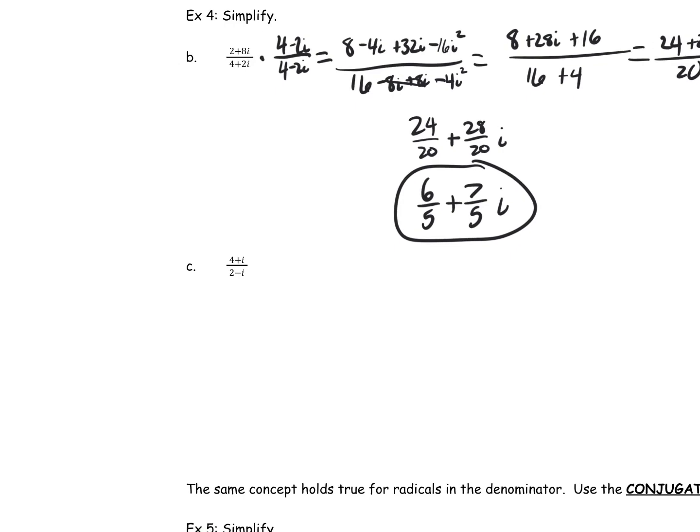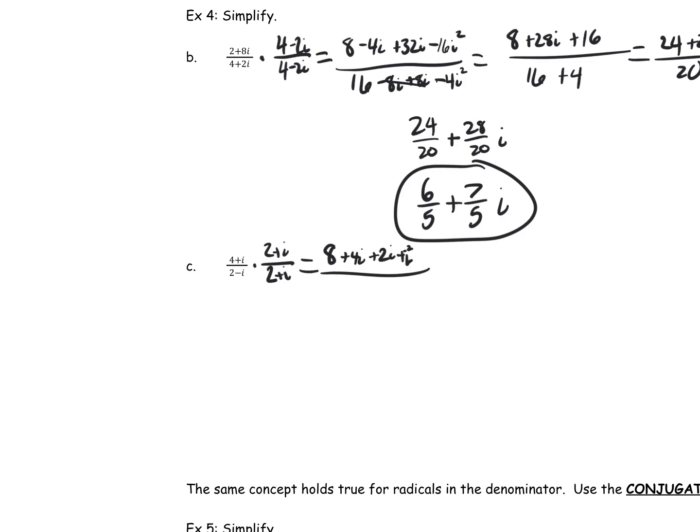4 plus i over 2 minus i. So we're going to multiply both top and bottom by the complex conjugate of 2 minus i. And that is 2 plus i. Okay, so again, we're going to distribute everything in that first top part to everything in the second. So 4 times 2 is 8. 4 times i is 4i. i times 2 is 2i. And i times i is i squared.